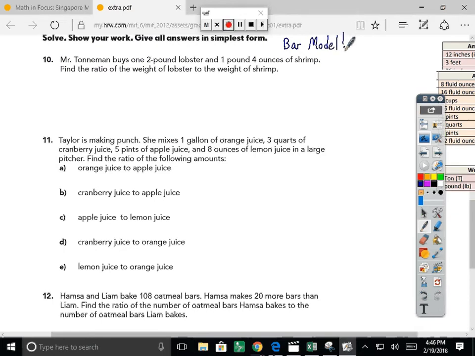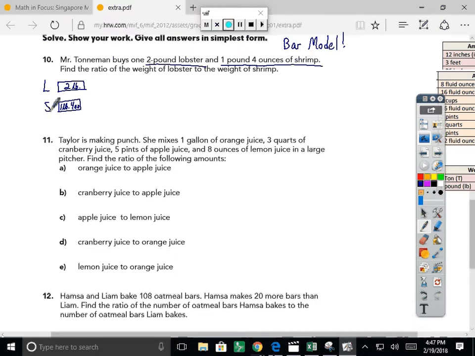So the first thing I know is that Mr. Toneman is buying a 2-pound lobster. So I'm just going to call that L, and I'm going to show you here that he has 2 pounds. Next it says that he buys 1 pound 4 ounces of shrimp. Well, that would be even smaller, wouldn't it? It's not enough to write 2 pounds, so we're going to write 1 pound 4 ounces, and we're going to call that S for shrimp.